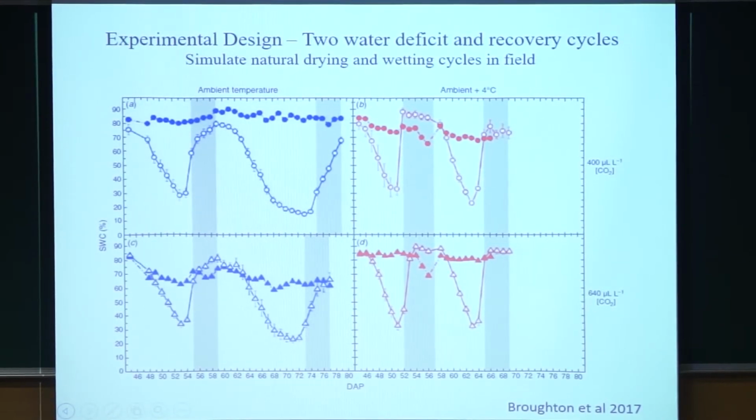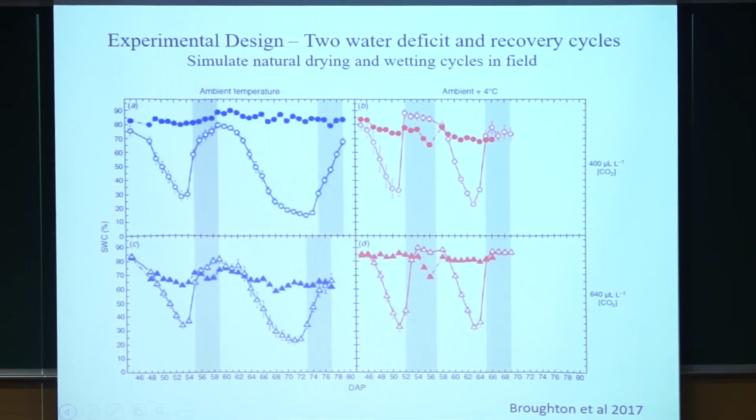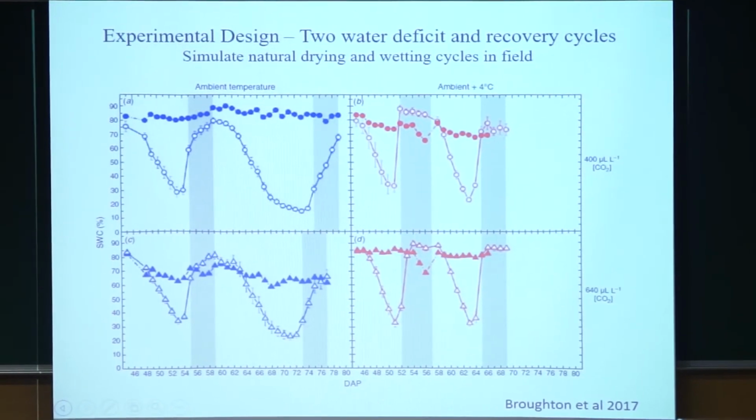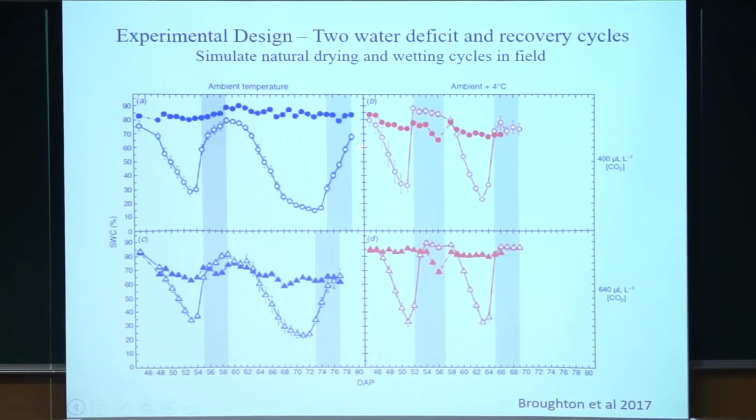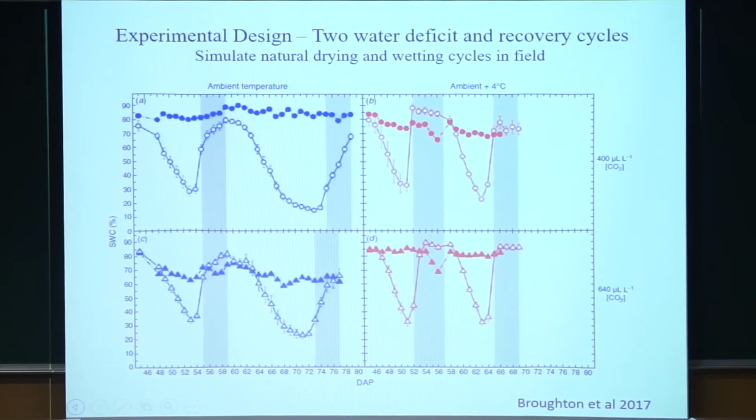So what we did is we had an experimental design in which we tried to replicate what happens outside. So we had an ambient temperature here, warm temperature there, ambient CO2 there, elevated CO2 there. And then we would allow the plants to dry and then re-wet and dry and re-wet. So we'd go through 2 drying and re-wetting cycles so that plants would be more similar to what you'd see in nature.